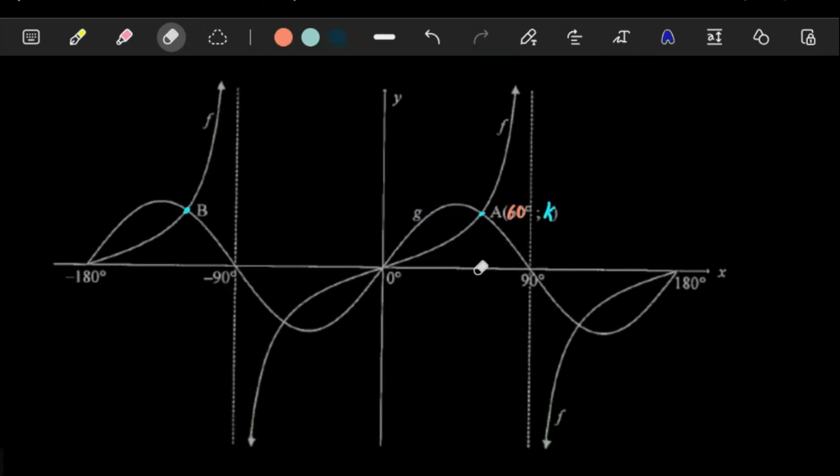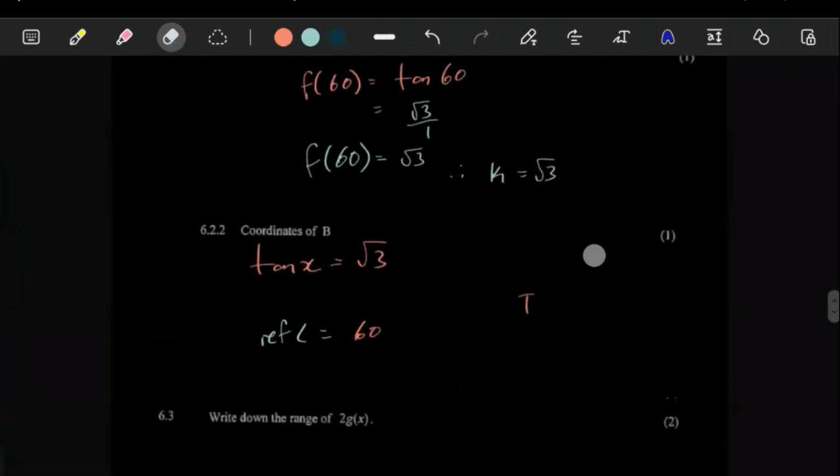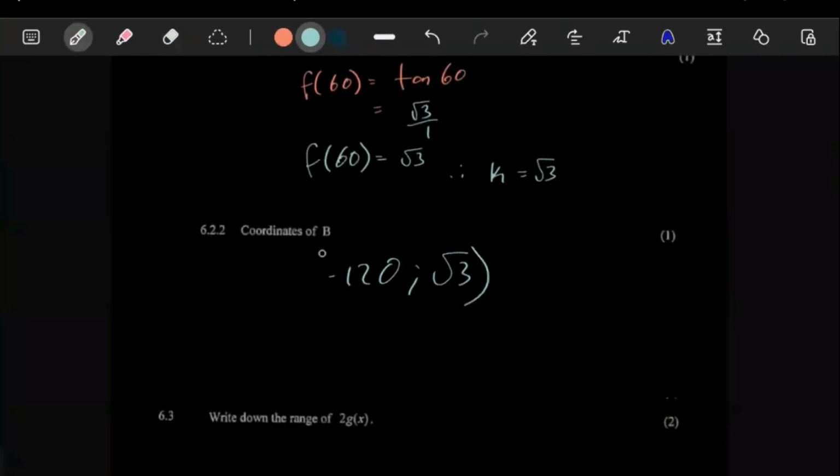Oh, what we need to do is use symmetry. You have to remember the distance from here, this is like 60, right? And then this is like a 90. So there's a distance here of like 30 degrees. So if this is negative 90, this is going to be negative 120. We don't have to do all this because we can just see by observation that the x value is going to be negative 120. The y value is going to be square root of 3. So let us keep moving forward.